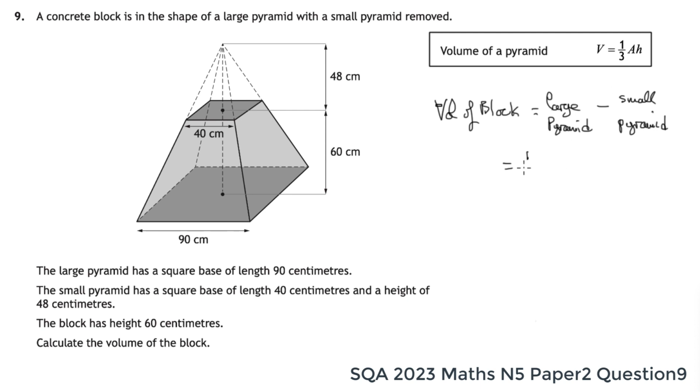Its volume will be a third the area of the base. Now we're told, in amongst all this, that the base of the large pyramid has length 90 centimetres. Well, it's got a square base of length 90 centimetres, so its area would be 90 times 90. So that's 90 squared. That's the area of the base of the large pyramid. A third, area of base times height. Now the height we can see goes from this right up to the top. So that's a 60 plus a 48.